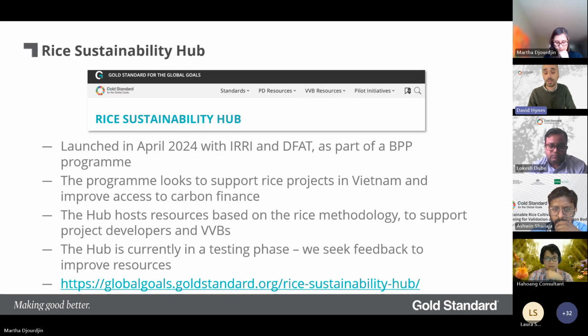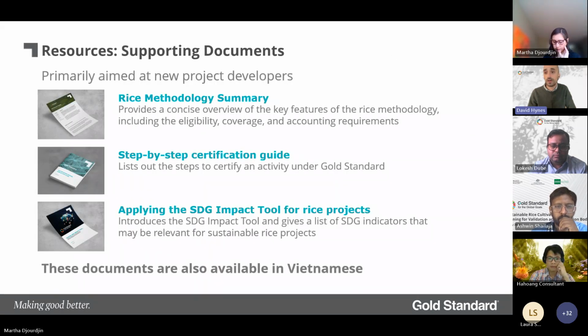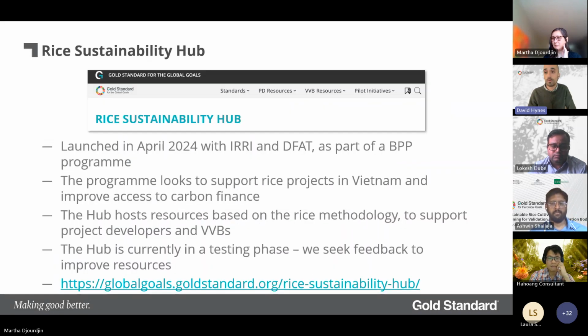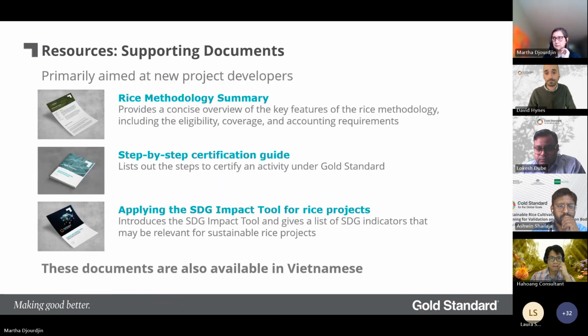And last month, at the beginning of the month, we launched a Rice Sustainability Hub, which is essentially a resource hub, which is hosted on the GS4GG website. And it hosts all the different resources we're going to quickly introduce to you in the next few minutes. And at the moment, both the hub and the resources are in the testing phase. So we're very open to feedback, and you will find the feedback form both on the website, but also in the presentation here, and we can share the link. So we go to the next slide.